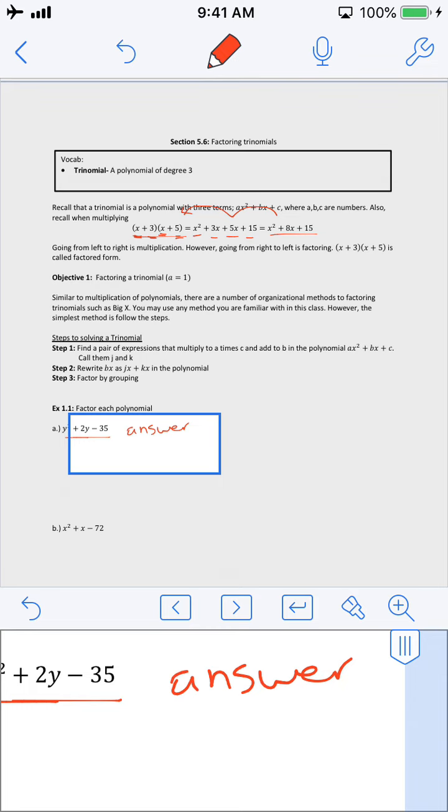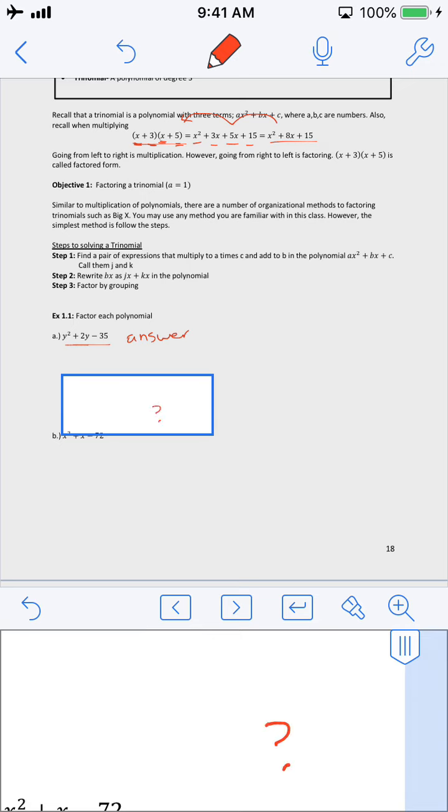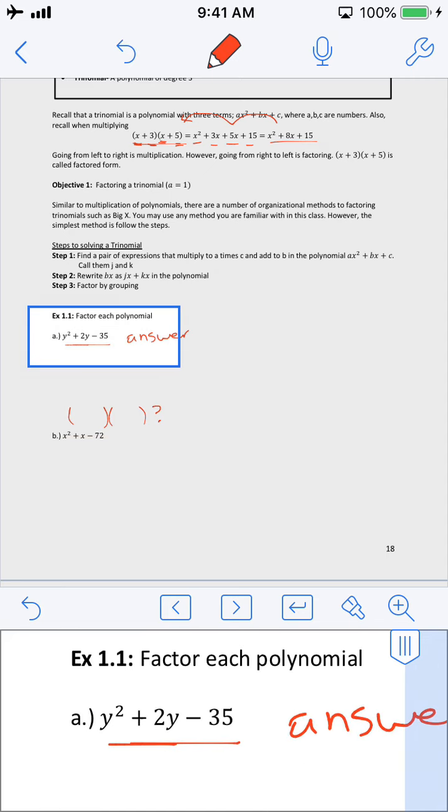What was our question? What was the multiplication that gave me that? Now you can organize your thinking in any way you want. I like to start with the end. If you don't like my way of thinking, you do it yourself. But let's start with the end.